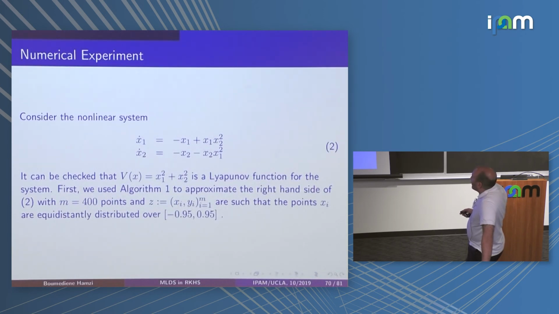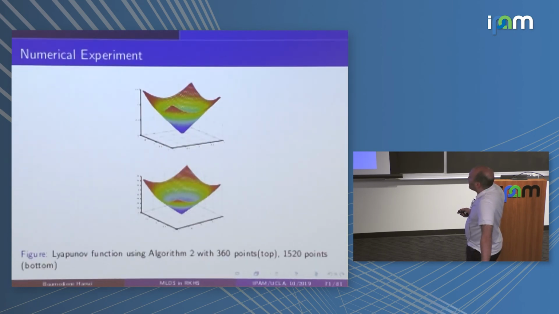So this is just an example to illustrate the method. We consider the following nonlinear system where we know the Lyapunov function exactly: x1 squared plus x2 squared. First we use the samples to find an estimate of f, f1 hat and f2 hat, and then we construct a Lyapunov function for the approximation of the system, and then we get a Lyapunov function for the original system.